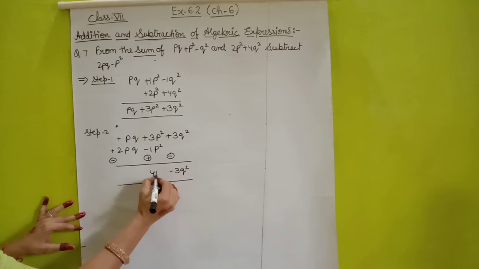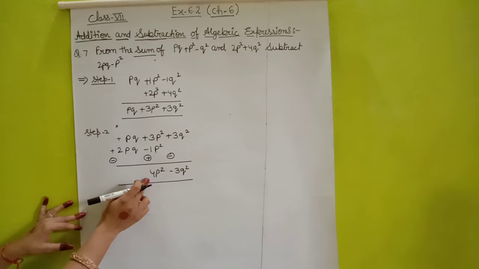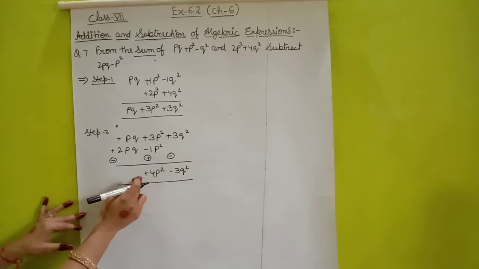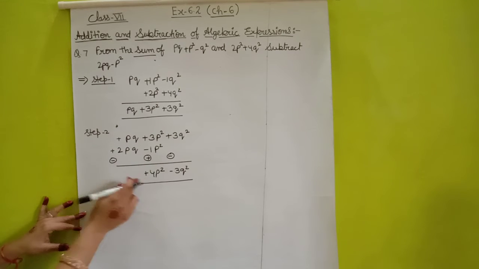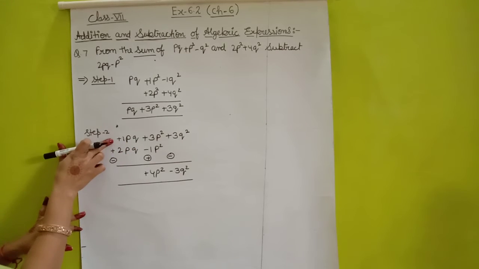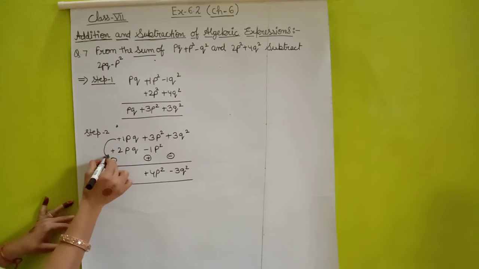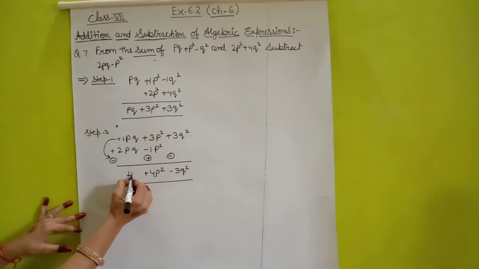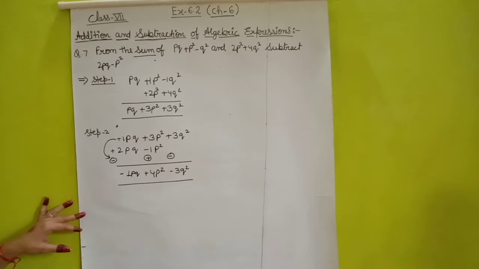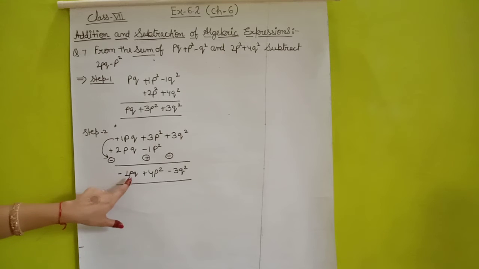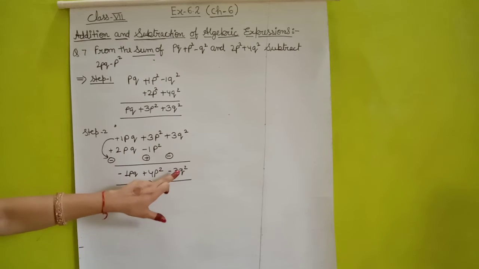Now 3p square and 1p square, both are having plus sign. It means 4p square, because plus and plus will be plus, and sign of greater number, 3p square, is having plus sign, so 4p square will come with plus sign. Here 1pq and 2pq, this is having plus sign and this is having minus sign. Plus minus will be minus, 2 minus 1, it will be 1pq with a minus sign, because greater number 2 is having minus sign. So this is your answer, 1pq, or only pq you can write, pq plus 4p square minus 3q square.